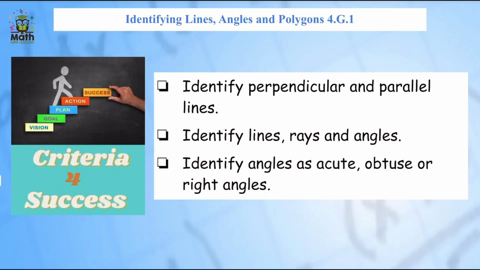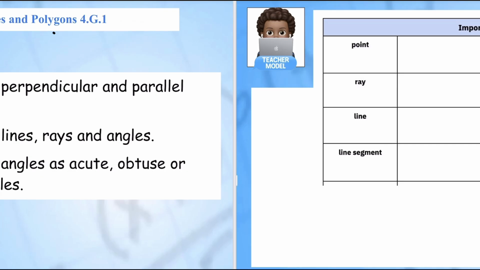We're going to do some geometry today, and this is super visual, so I love this. We're going to identify lines, angles, and polygons. So look to see how our goal is really to be able to identify perpendicular and parallel lines, like tell the difference and know when we see it. So when we see it, we recognize it. And being able to recognize lines, rays, and angles, as well as different types of angles if they're acute, obtuse, or right. So let's jump right in.